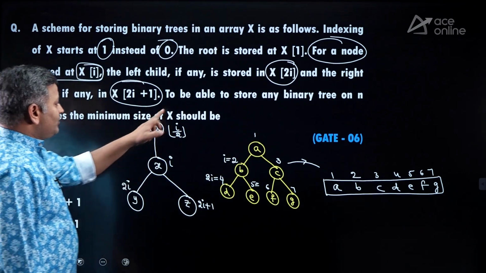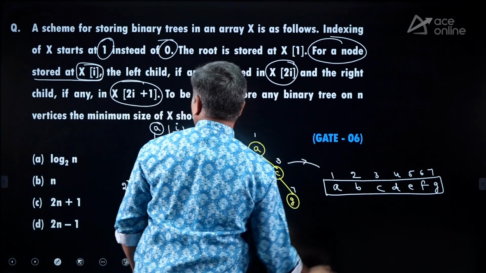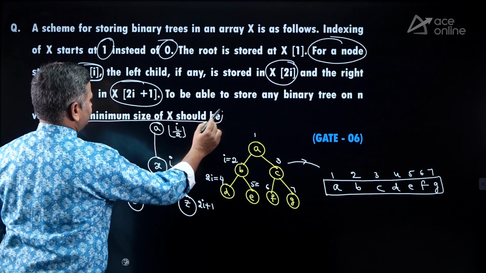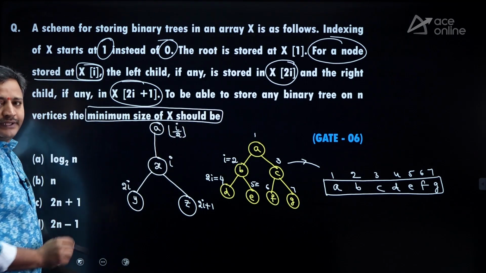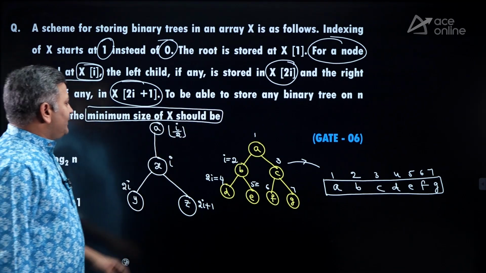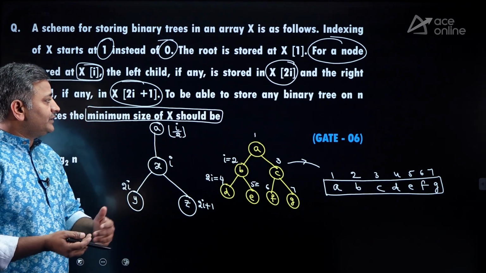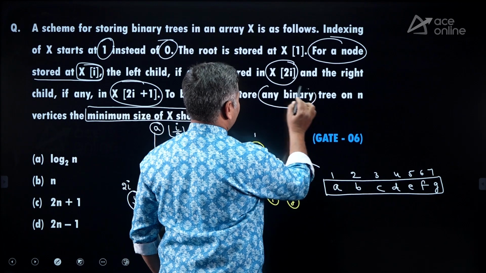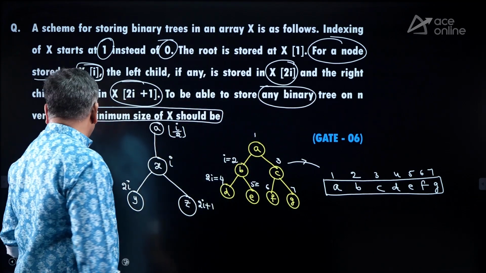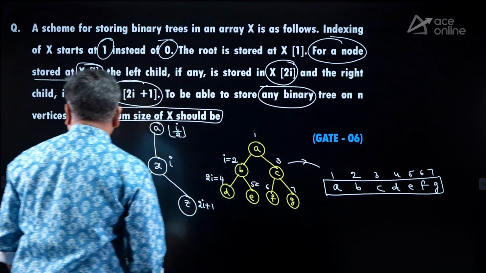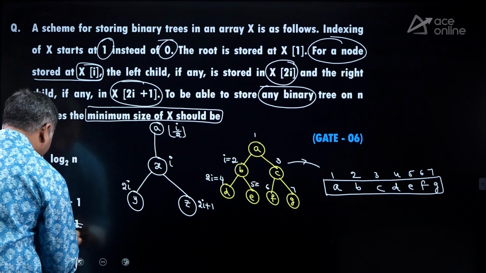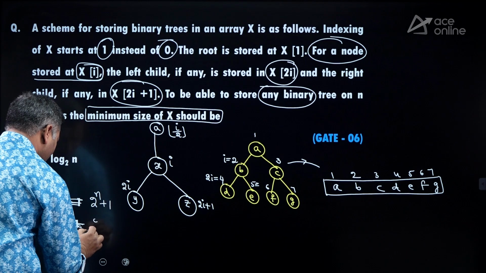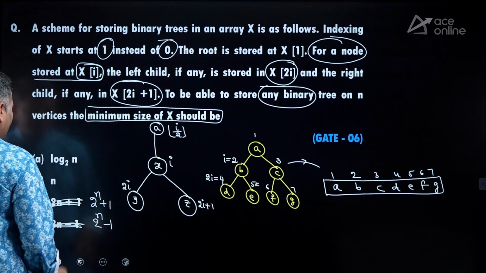Now, what question did they ask? To be able to store binary tree on n vertices, they are asking the minimum size of the array. So, what is the minimum size of the array? Whenever they are talking about minimum size of the array, you have to take all types of trees. To be able to store any binary tree, they are asking, right? Now, can you post your answer for this question? Actually, in the options, there are some corrections required. It is not 2n, 2 power n plus 1. It is 2 power n minus 1. It is log n based.